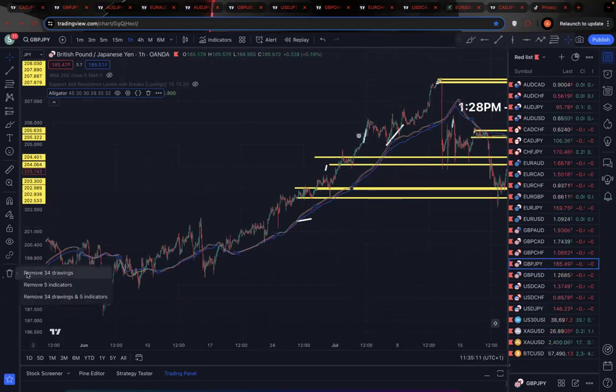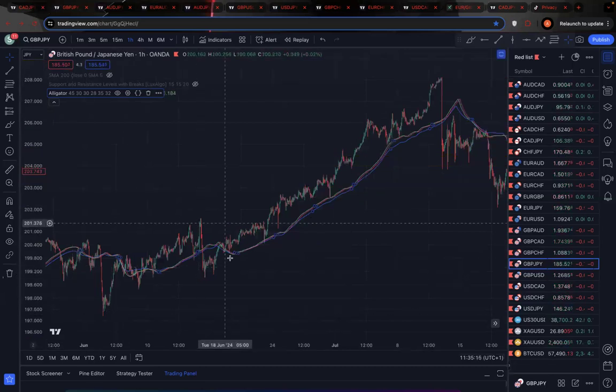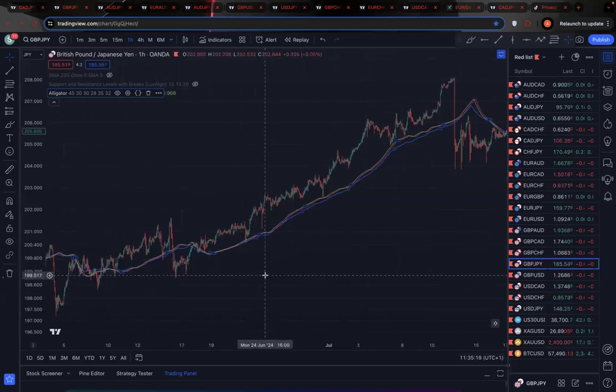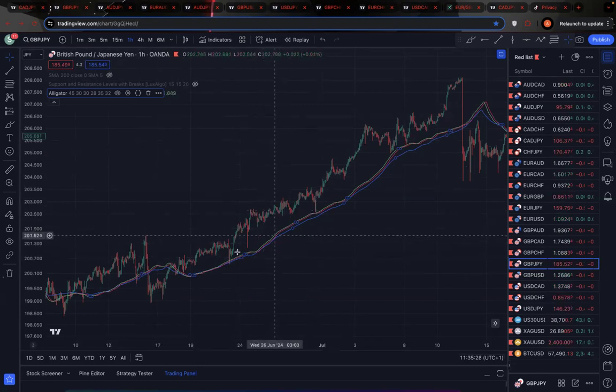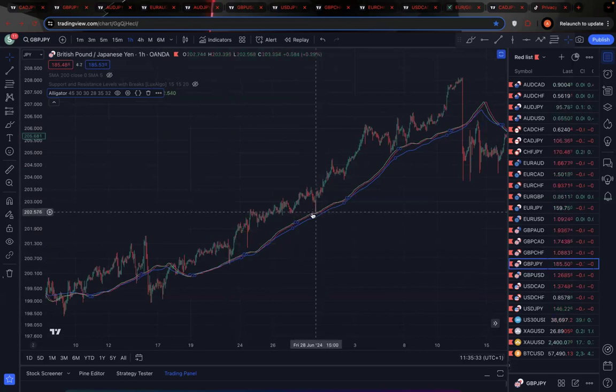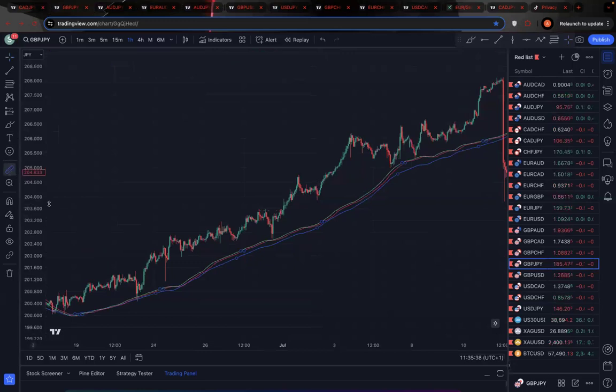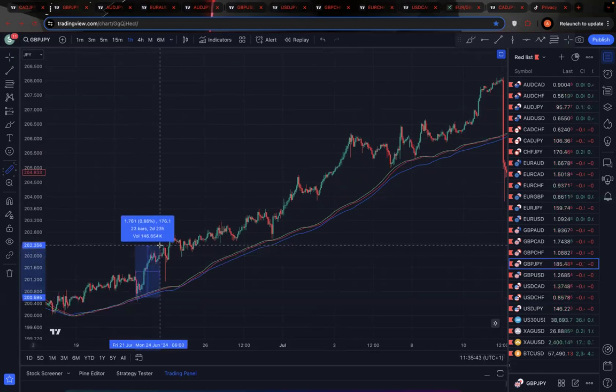So let me delete my drawings. You can actually be trading with an indicator, and your indicator can tell you that whenever the market comes to this point, you take a buy. You understand? Whenever the market touches this line, if the market is on an uptrend, you take a buy. Now look, the market touched this point. What did it do? It respected it and went as high as 171 pips.